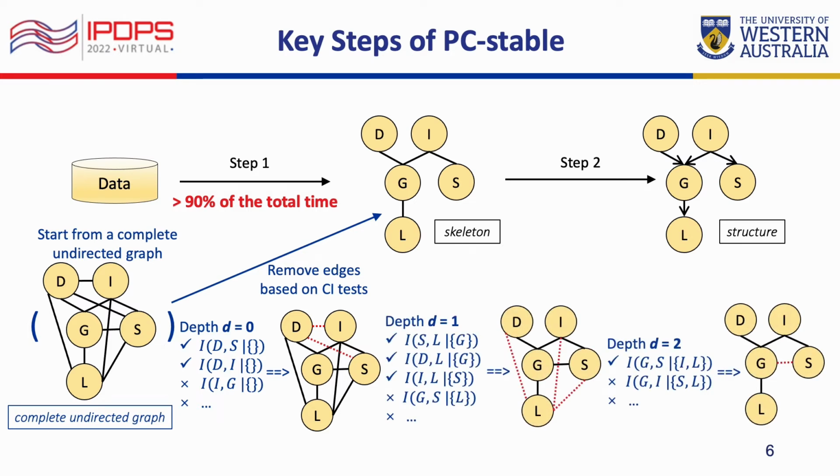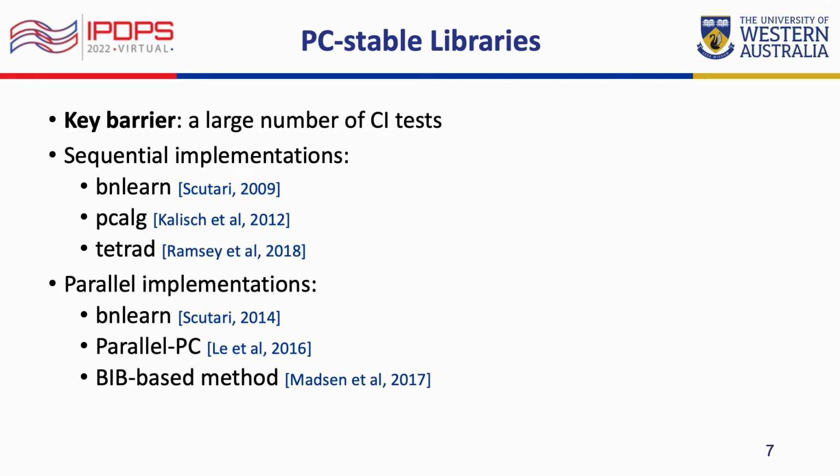After that, we do the same process for depth 1, depth 2, and the difference is the number of nodes in the conditioning sets. The process is repeated until no edges are removed. The key barrier of PC-stable is the long execution time for performing a large number of CI tests. There are many PC-stable implementations in the mainstream BN libraries, but these implementations are sequential and their efficiency can be improved. There are also some parallel implementations on multi-core CPUs. They face some efficiency issues which we will discuss next.